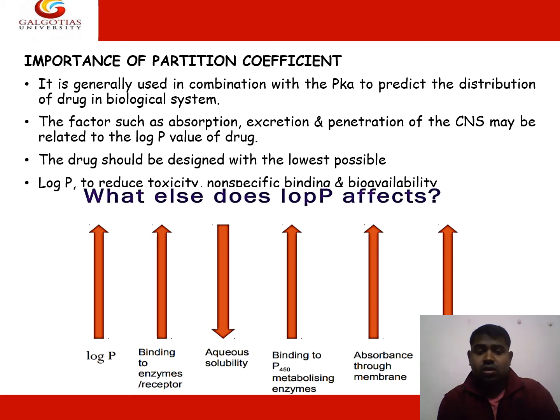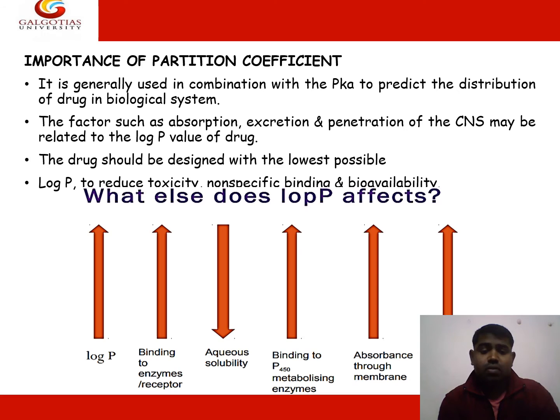So a drug should be designed with the lowest possible log P. Suppose your drug has more toxicity, then your target must be to reduce its toxicity or its log P value, and so you will ultimately get an optimized drug. To reduce non-specific binding, you can also reduce the log P value, or change the log P value to get specific binding.